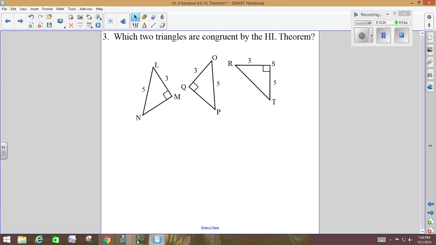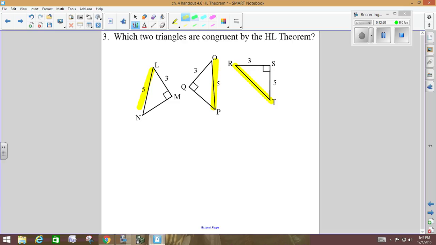So you have 3 triangles there. They're all right triangles. Do any of them have congruent hypotenuse? Which ones? The first 2. Remember, across from the right angle is the hypotenuse. So LN is a hypotenuse. OP is a hypotenuse, and so is RT. When I highlight them, you can see that these both are 5, so they have congruent hypotenuse.